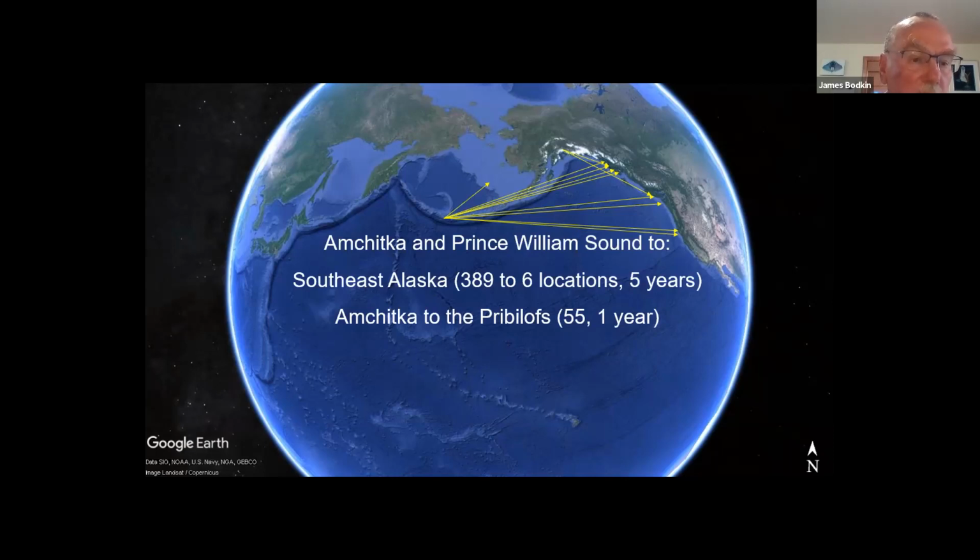And I want to show you where the Pribilofs are. If I can get my laser pointer, the Pribilof area is up here, Amchitka Island here, and Prince William Sound here. Southeast Alaska, British Columbia, Washington, and Oregon.